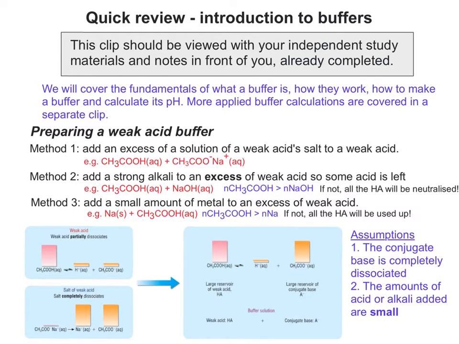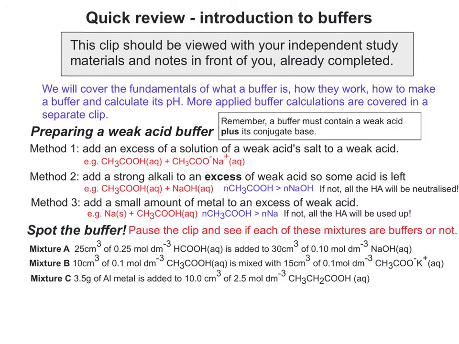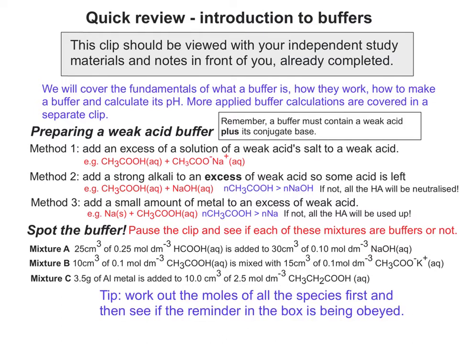So let's have a look at some examples here and see if you can work out if they're a buffer or not. Pause the clip and see if each of these mixtures are buffers or not. In the box at the top I put a reminder that a buffer must contain a weak acid plus its conjugate base. The way to do this is to work out the moles of everything first and then see if the reminder in the box at the top of the screen is being obeyed. So pause the clip, give it a go and come back when you think you've worked it out.